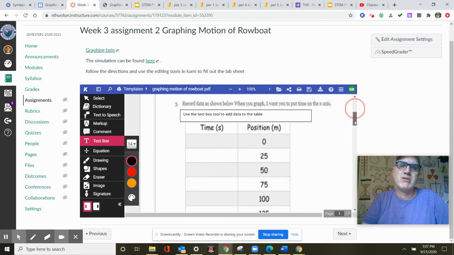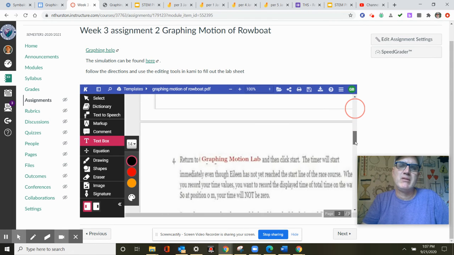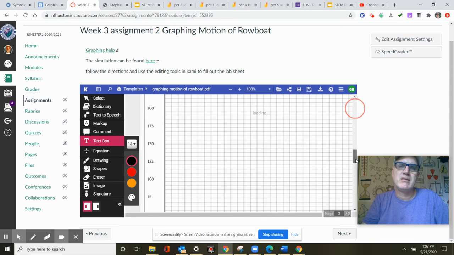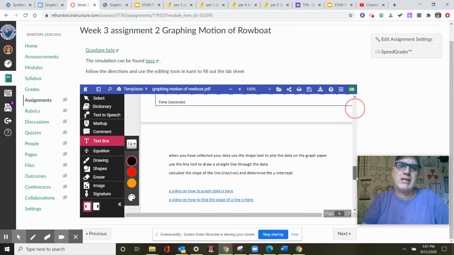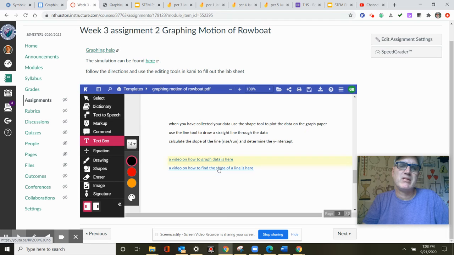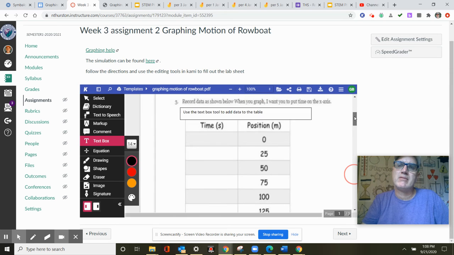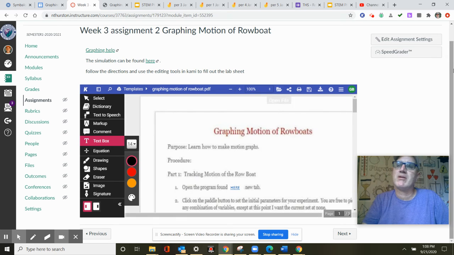All right, so you just put the data in the data table, and then you're going to make a little graph of it. And down here, I've created some videos in my free time that explain how to make a graph and how to find the slope of a line on a graph, in case you need help with that. Maybe you haven't had that in math yet, or maybe you forgot. And that's basically the lab for the week.